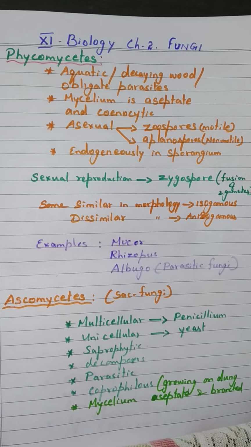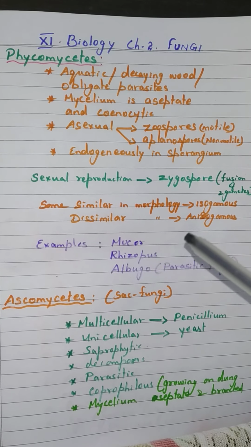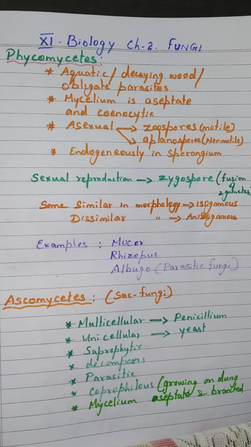Hello students, in the last class we studied the characteristic features of the kingdom fungi. On the basis of the morphology of the mycelium, the mode of spore formation and fruiting bodies, the kingdom fungi is classified into 4 classes. They are Phycomycetes, Ascomycetes, Basidiomycetes and Deuteromycetes. Today in this video we are going to study all the 4 classes of fungi in detail.